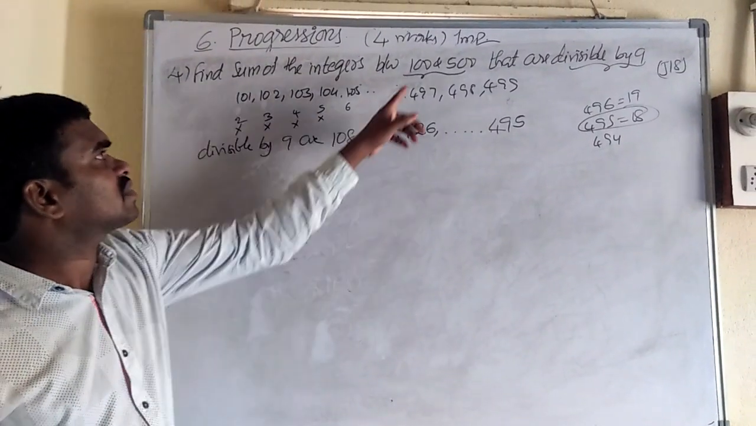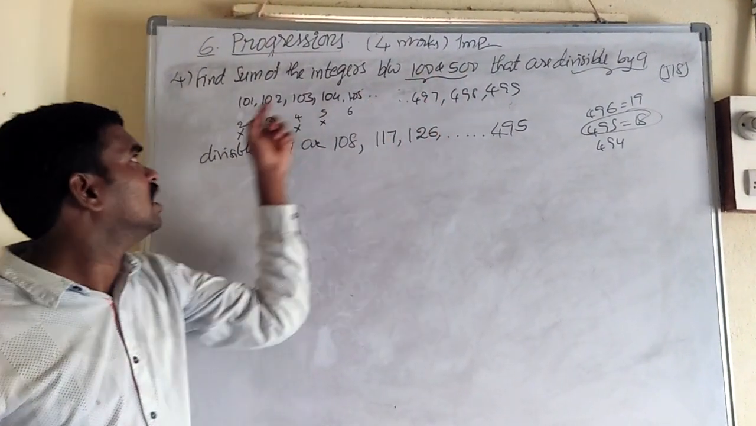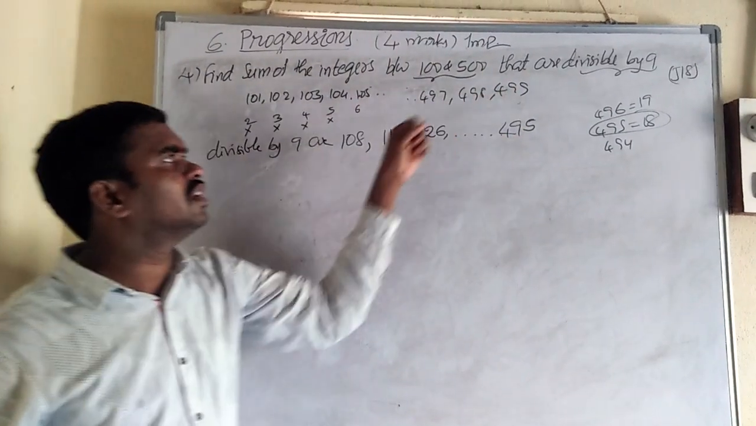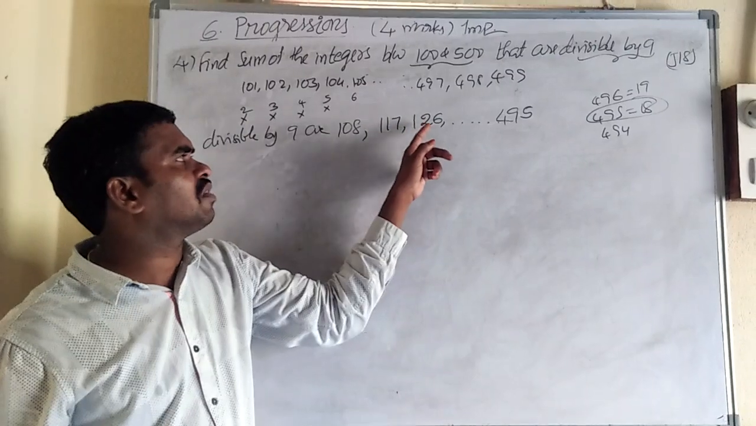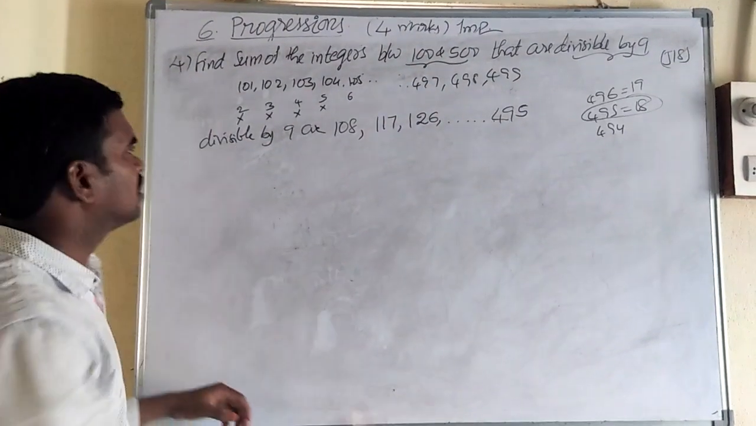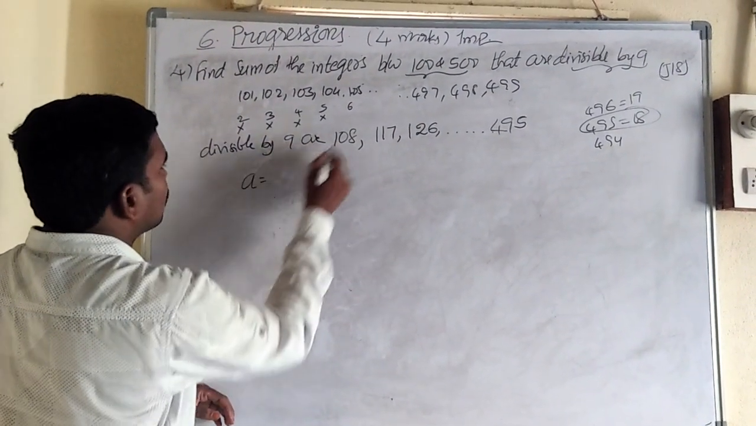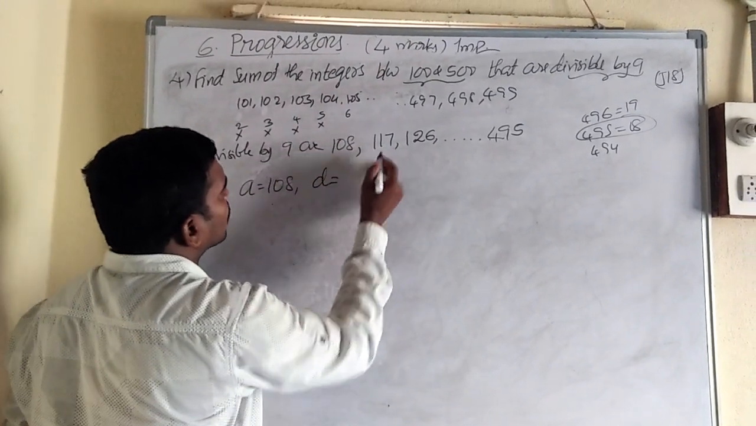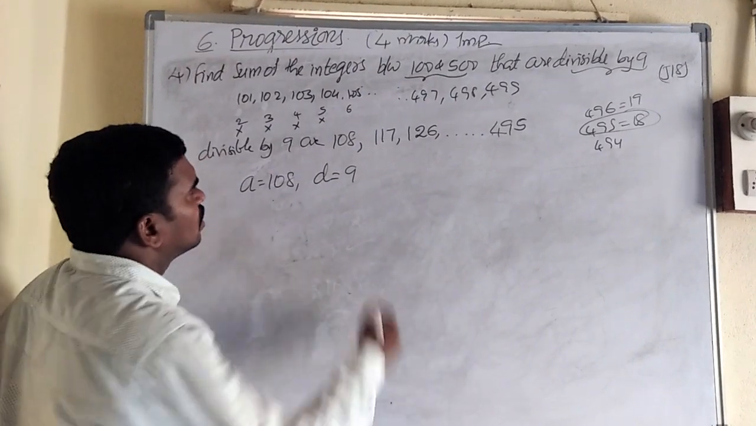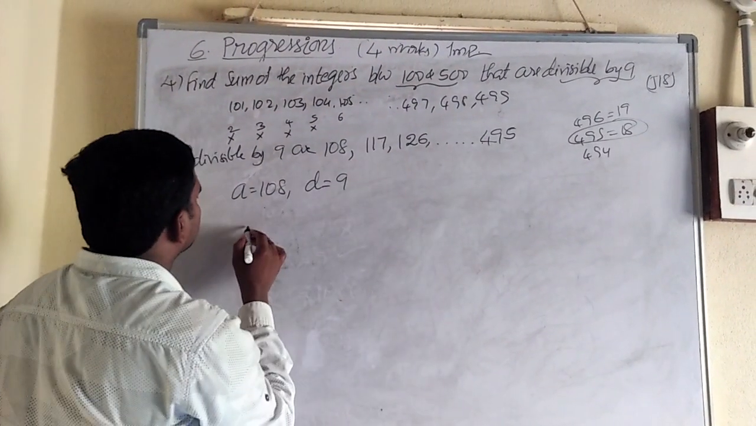Here, it is asking between 100 and 500. Between 100 and 500, the numbers divisible by 9 are 108, 117, 126, dash dash 495. So what is the first term? 108. What is the d value? The difference of any two, okay? 9.